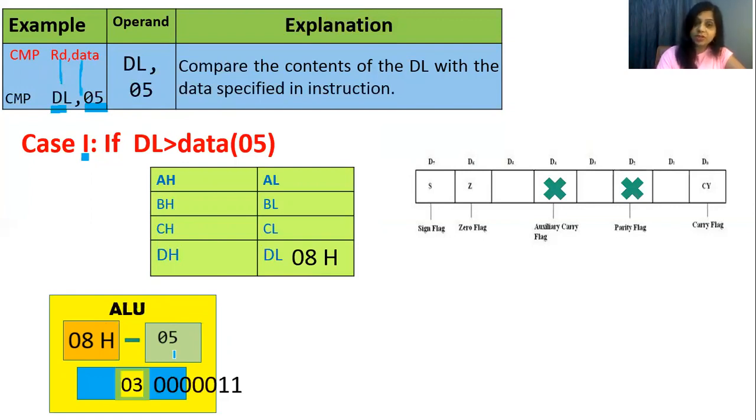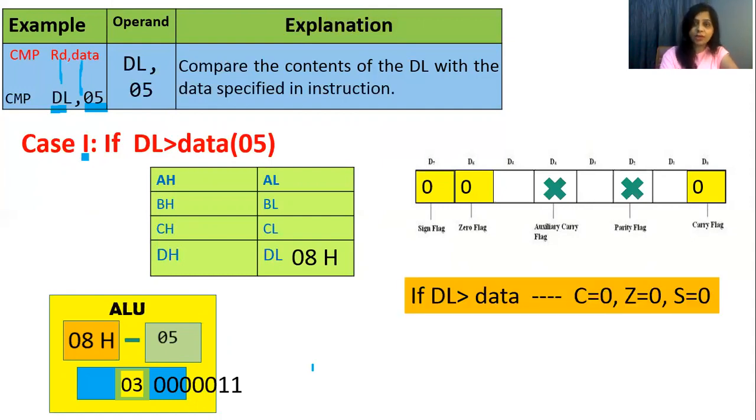So result will be positive and non-zero. If result is positive and non-zero, then carry flag will not generate. Result is non-zero, so zero flag is 0. And what is next? The sign flag, the result is positive because we are subtracting smaller number from bigger number. So result is positive and sign flag is 0. So same thing, we can compare that DL holds bigger number than data specified. That means specified this 5 in the instruction if we get this particular pattern.